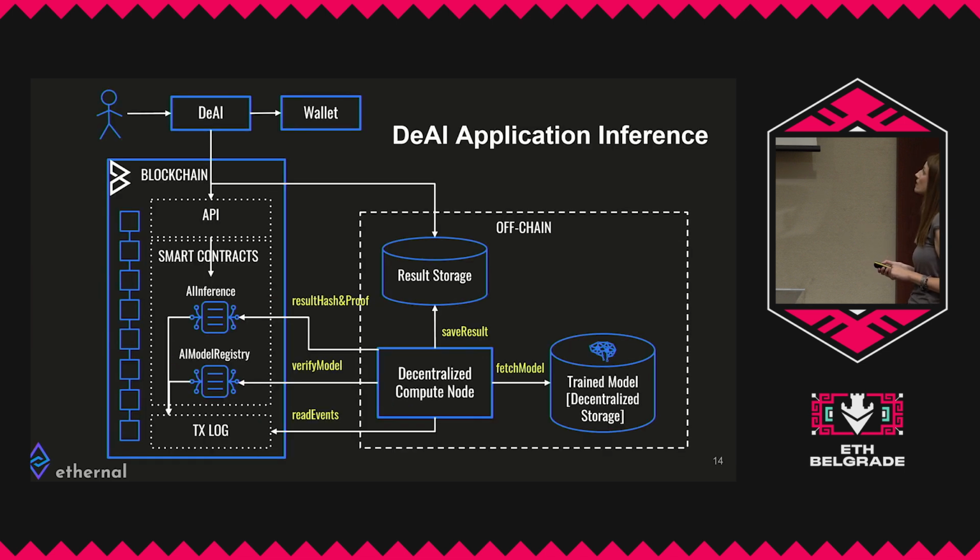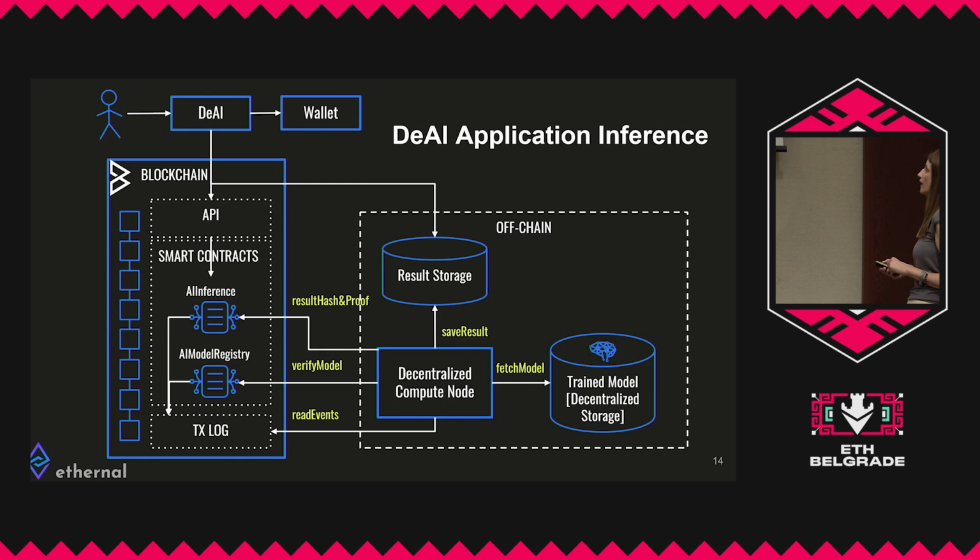Okay, now this is the last diagram, which basically shows the decentralized AI application inference process, where we encapsulate everything that we saw. We have a user who enters the decentralized AI application. The user authenticates through a wallet. Through this application, the user selects a model that he wants to use, creates prompts that he wants to use with the trained model. Basically, he calls inference.